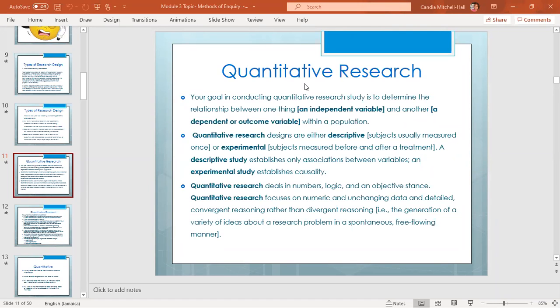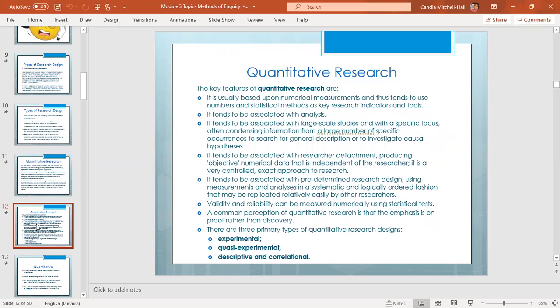All right, so our quantitative research deals mainly with numbers, logics, right? It is trying to find out information in more of a numerical sense. Some of the key features of quantitative research is that it is usually based upon numerical measurement, and thus it tends to use numbers and statistical methods as key research indicators and tools.